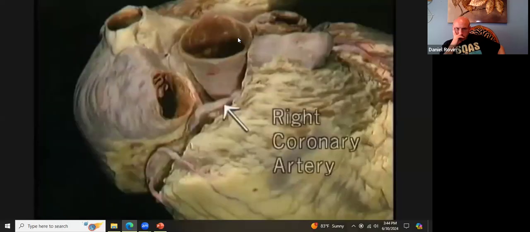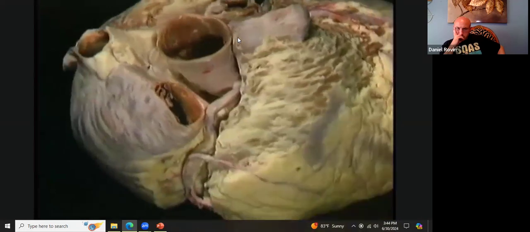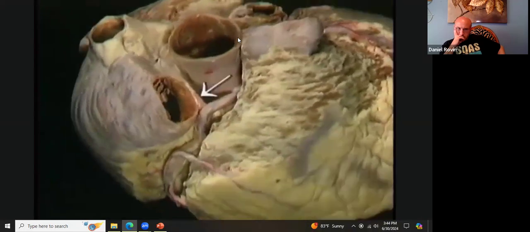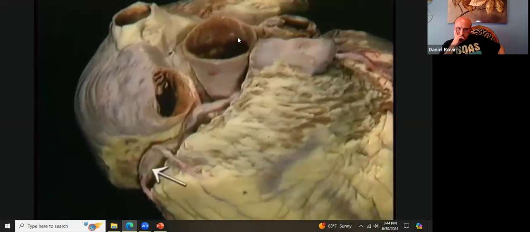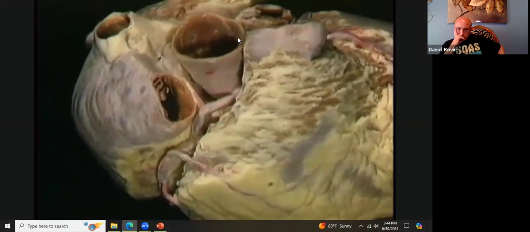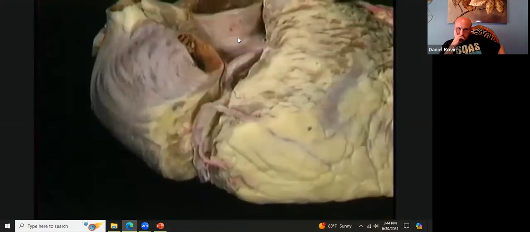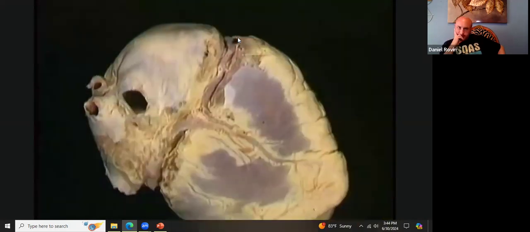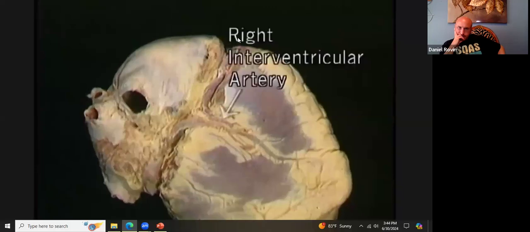Here's the right coronary artery. It arises from the right aortic sinus, which is here. The right coronary artery gives up this branch to the upper part of the right atrium, then runs downwards in the right atrioventricular groove, giving off branches to the right ventricle. The right coronary artery passes round to the underside of the heart. Here it is again. Its terminal branch is the right interventricular artery.